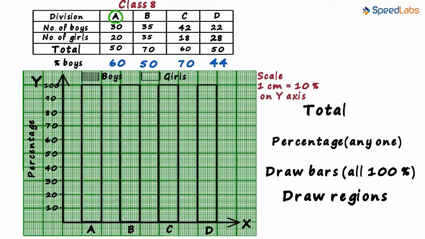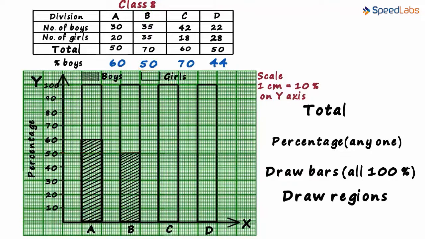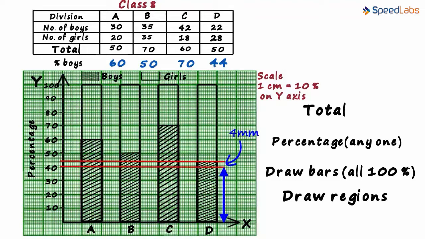In Division A, boys represent 60% of the class. So we draw a shaded bar 6 centimeters long inside the first bar. For Division B, since the percentage of boys is 50, we draw a shaded bar 5 centimeters long. Remember, 1 centimeter is 10%. And similarly, for divisions C and D, we draw bars of length 7 and 4.4 centimeters respectively. 4.4 is 4 centimeters and 4 millimeters.